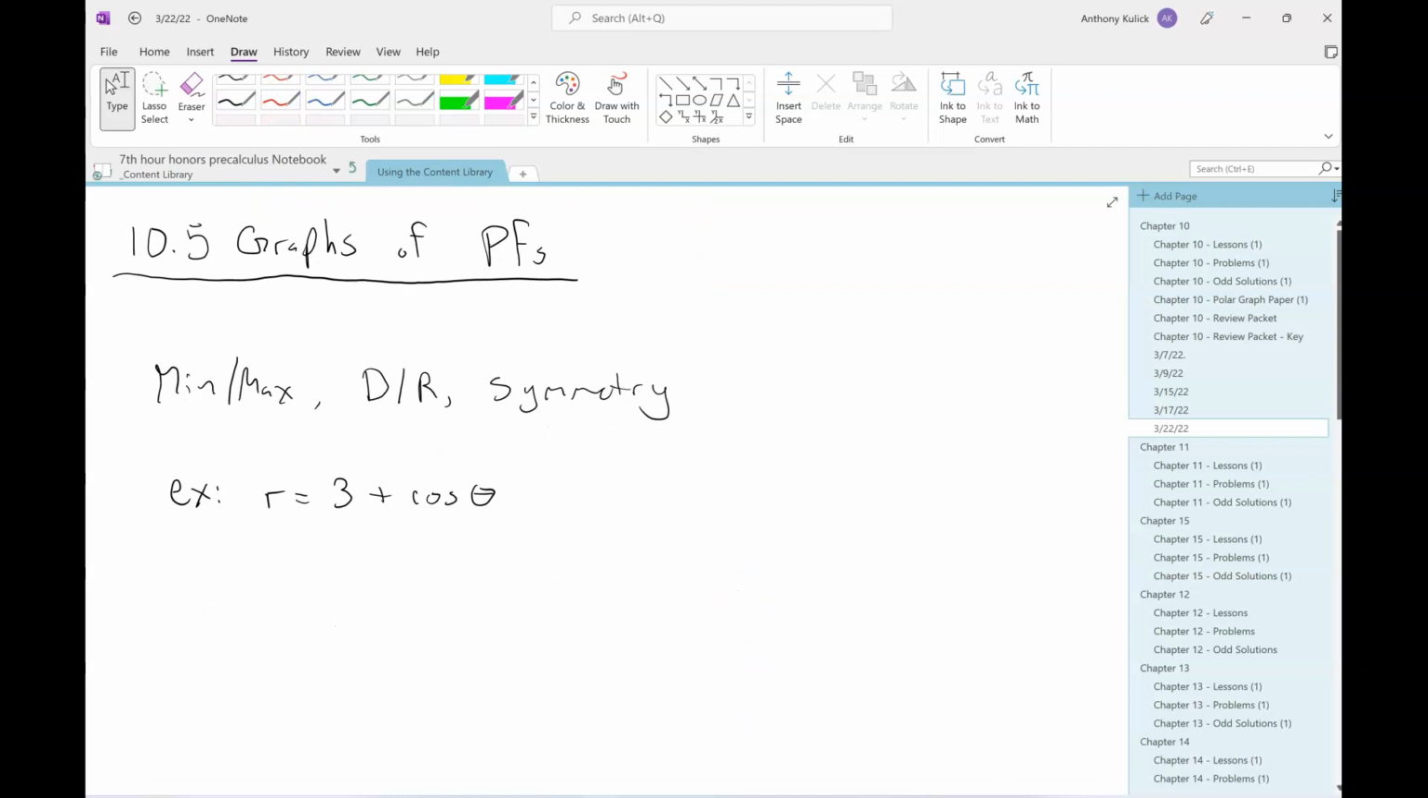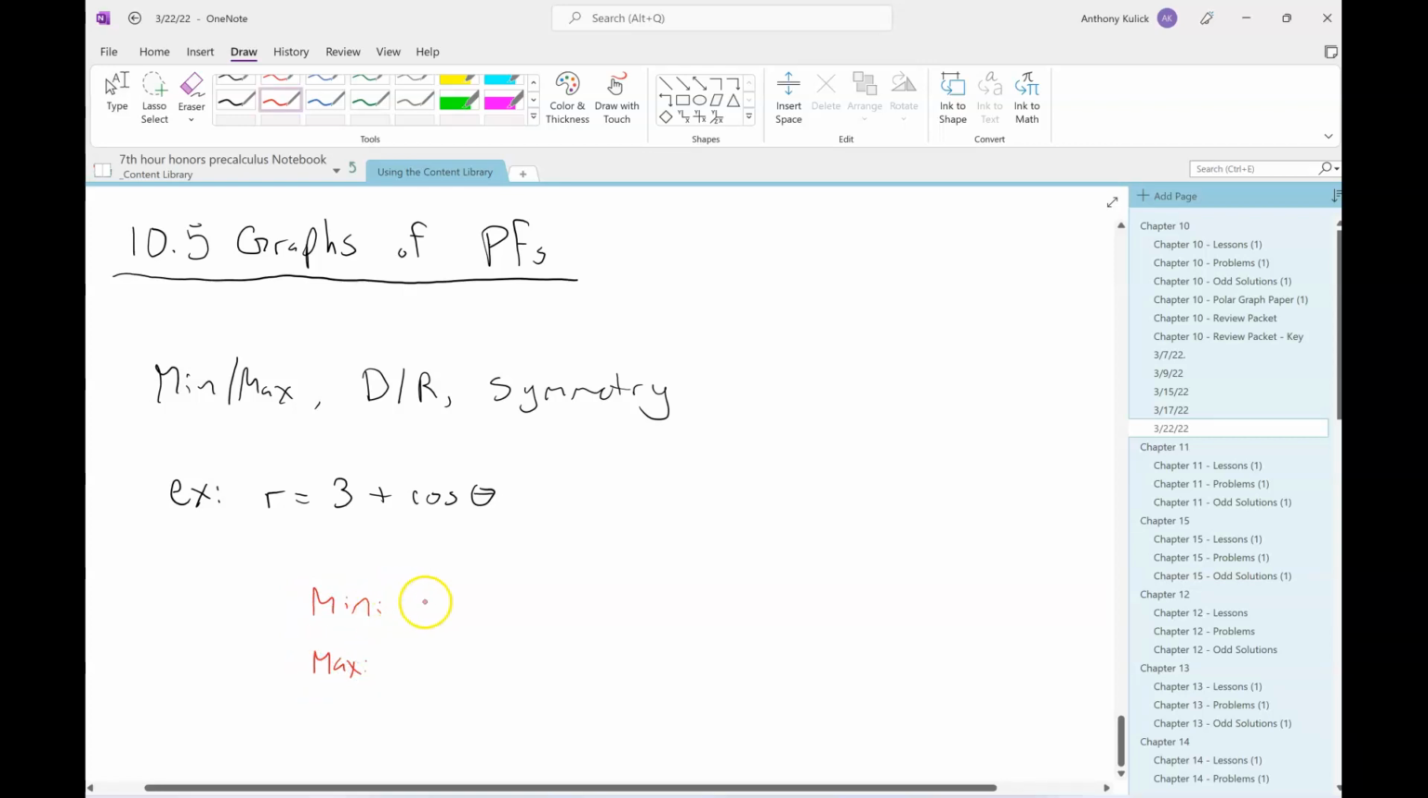So let's say we have the polar function r equals 3 plus cosine theta, and let's say we want to talk about the minimum and maximum for that function. When we talk about mins and maxes, what we're really talking about is the value of that dependent variable, so it's going to be some value for r. Okay with that?